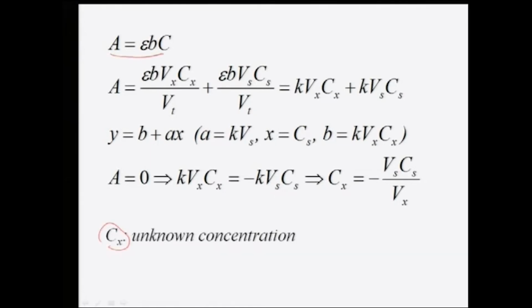As you know, A is given by epsilon B c, where c is the concentration and B is the path length. So we can write epsilon B Cx by Vt, where this is the known and this is the unknown, and this is what is known as K. K is given by epsilon B by Vt, where Vt is the total volume, and therefore y is equal to B plus Cx. A is KVs, Cs is known, and x is the Cx. So when A goes to 0, KVx is minus KVsCs, and Cx is equal to that. So that is why you have to do this.